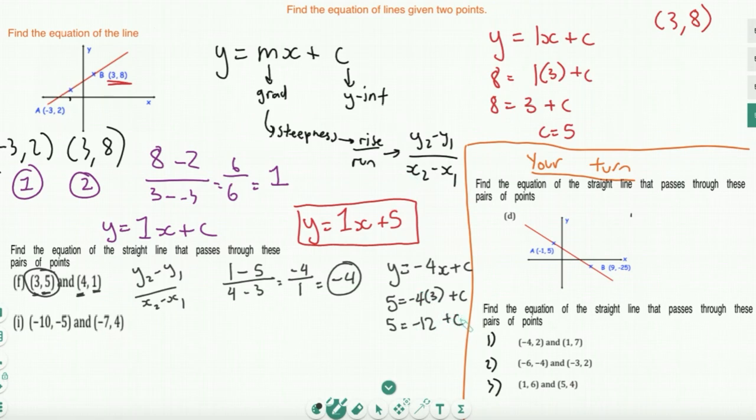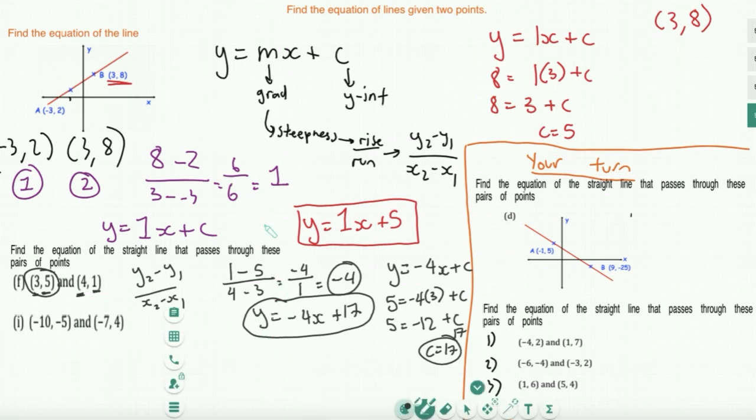-12 plus something is 5. How do I do this? Well, I'll draw a number line. We're at -12 and we're trying to get to 5. To get from -12 to 0, we have to add 12, and from 0 to 5 is plus 5. So in total, we have to add 17. So c must be 17. -12 plus 17 must be 5. So c equals 17. And therefore, our final equation is y equals our gradient -4, so -4x plus 17. And this is our final answer.